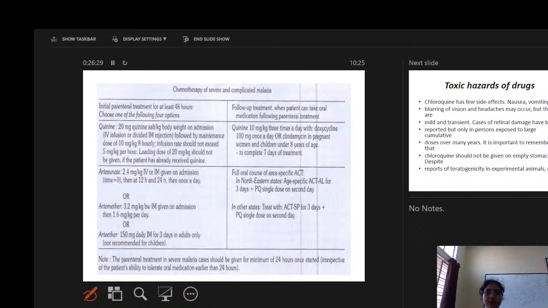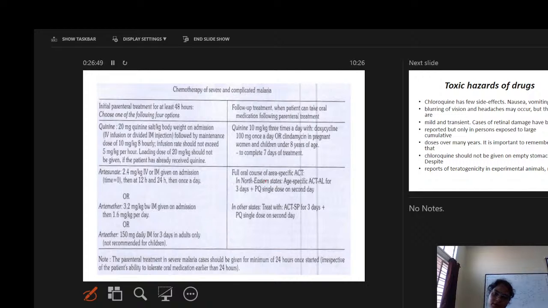Now, follow-up of treatment: the patient can take oral medication following parenteral treatment. Quinine 10 mg per kg 3 times a day with doxycycline 100 mg once a day, or clindamycin in pregnant women and children under 8 years of age, to complete 7 days of treatment. Or a full oral course of area-specific ACT.